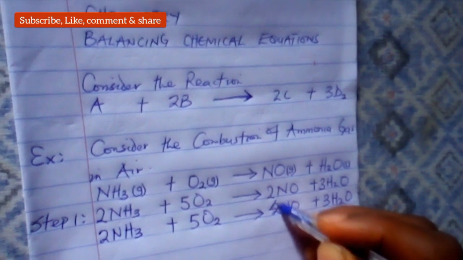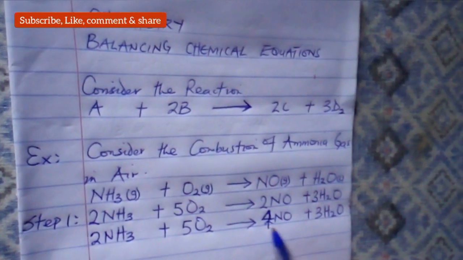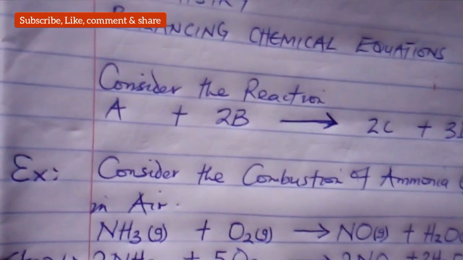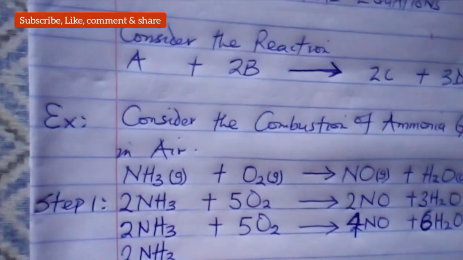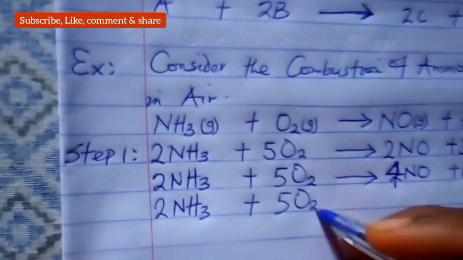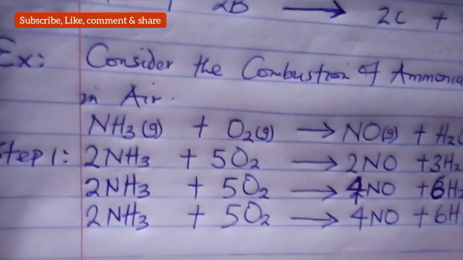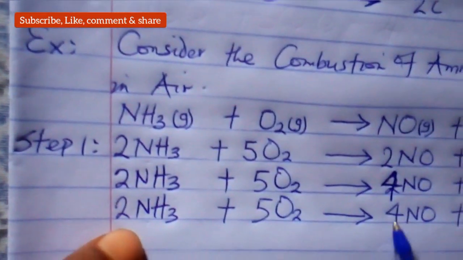What if I decide to introduce a 4 here? It makes oxygen here 4, 3 making 7, but I still have 10 oxygen, 7 oxygen. And then I decide to make this a 6. So at the end of the day, I have 2NH3 plus 5O2 giving me 4NO plus 6H2O. Now let's check. 2 nitrogen here, 4 nitrogen here. So there's an issue. I'm going to make this 4.